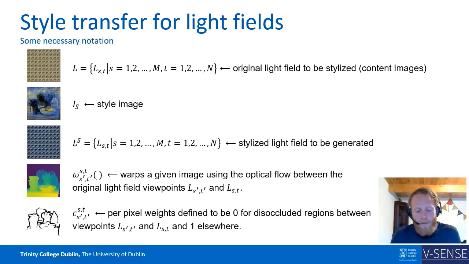Here we have some necessary notation for the next few slides. L^ST denotes a viewpoint in the original light field. I^S denotes the style image. L^S,ST denotes a viewpoint in the stylized light field. Omega represents a function that warps a given image according to the optical flow between two viewpoints on the original light field. C are per pixel weights defined to be 0 for disoccluded points between the original light field viewpoints L^S', T' and L^ST, and 1 elsewhere.